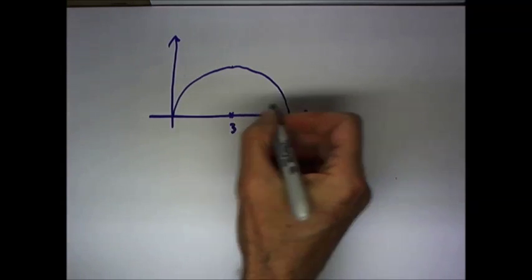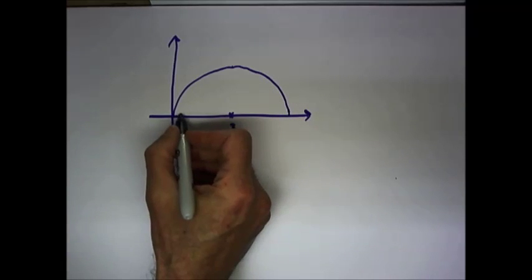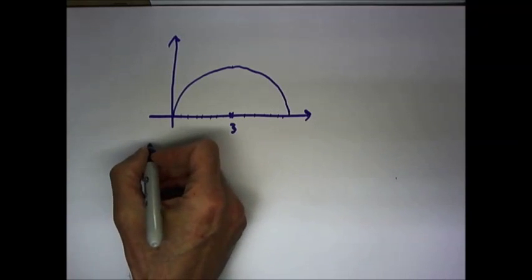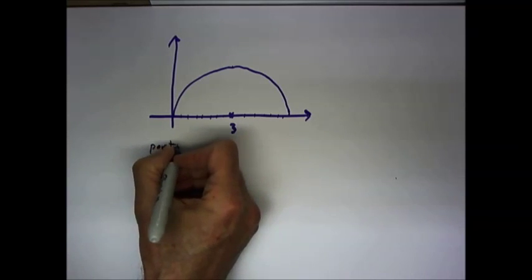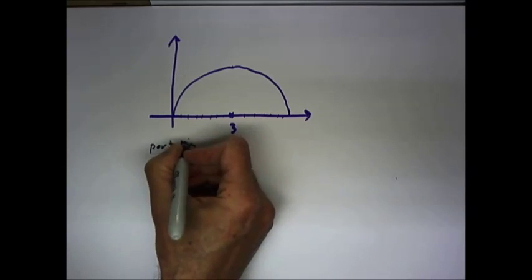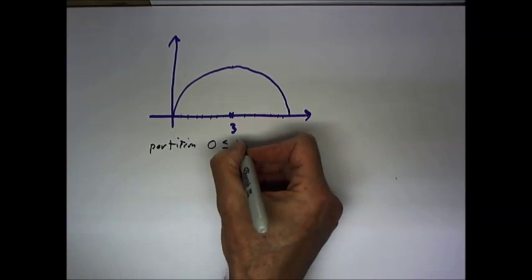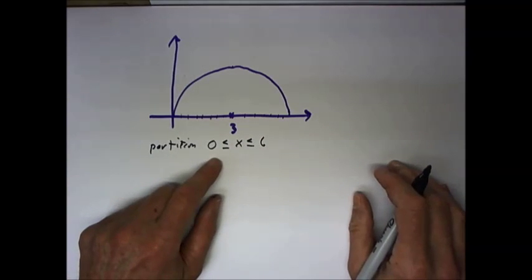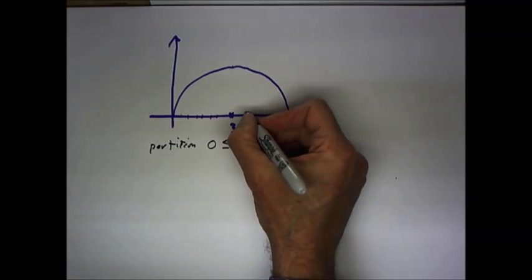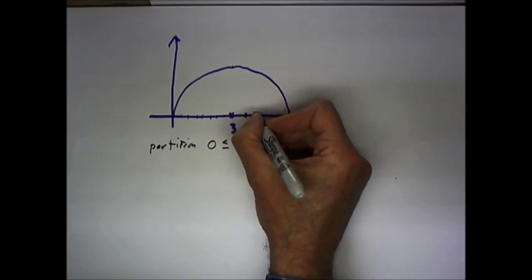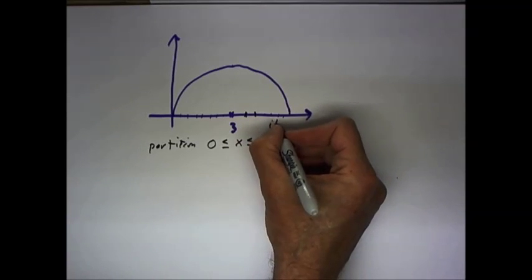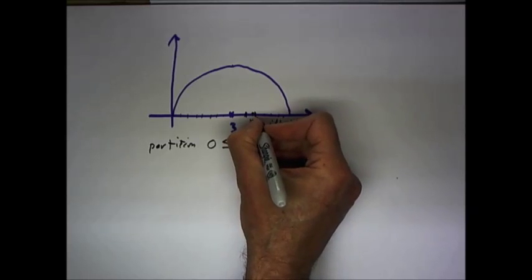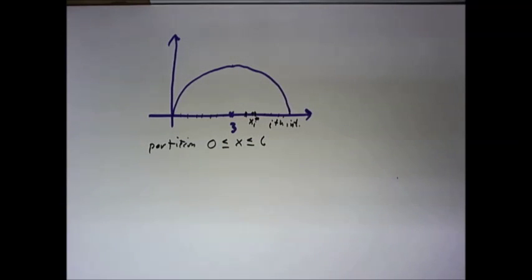So let's partition the x. So we'll partition the x interval, and that'll be the interval 0 less than or equal to x less than or equal to 6. I'm not going to bother writing down a detailed partition, but we consider a typical interval on that partition. Call this the ith interval, and we'll have an x sub i star within that ith interval.